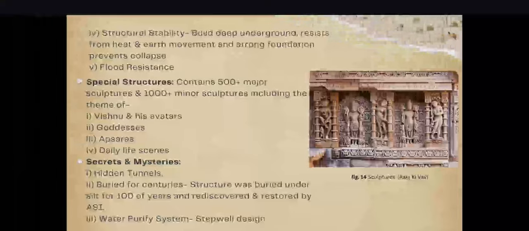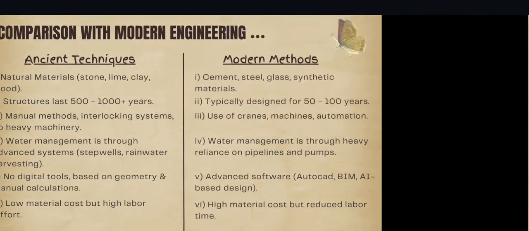A special feature of this structure is that it contains 500 plus major sculptures and 1000 plus minor sculptures, including themes of Vishnu and his avatars, goddesses, apsaras, and daily life scenes. Secret of this structure is hidden tunnels buried for centuries, about 100 plus years, and rediscovered and restored by the ASI. Water purification system, stable design. This stepwell we can see on the new 100 rupees note.